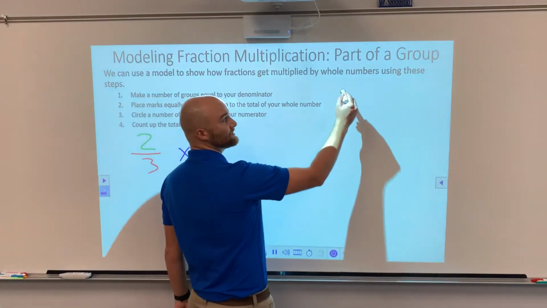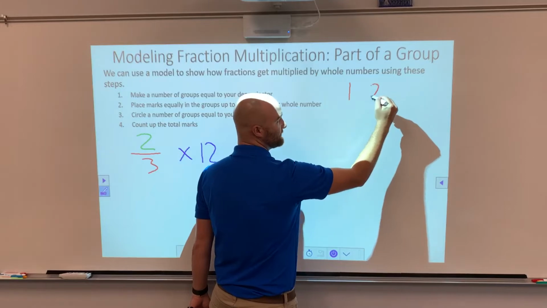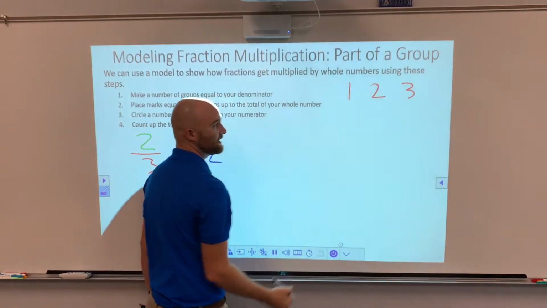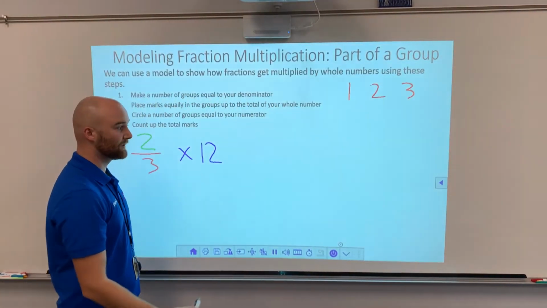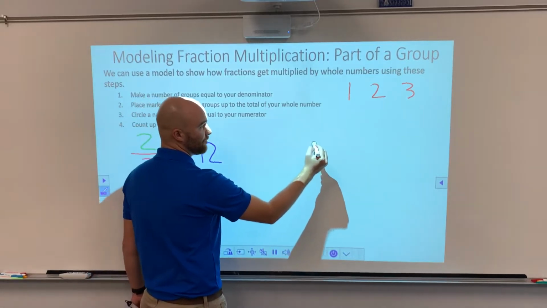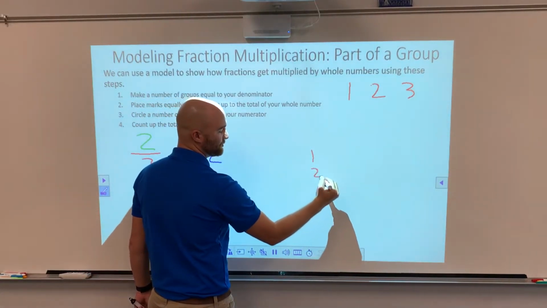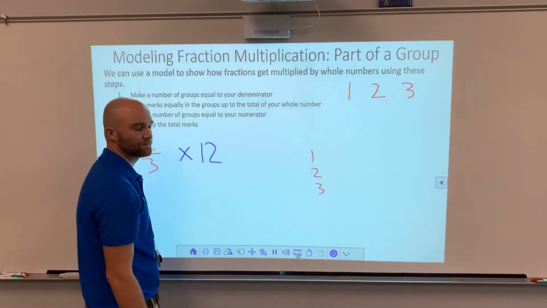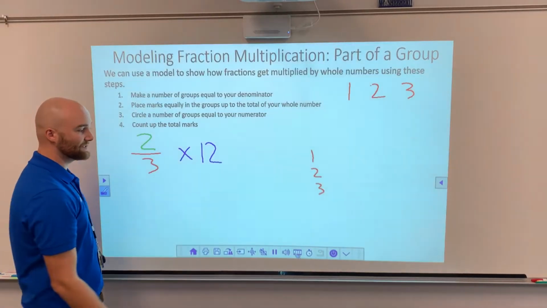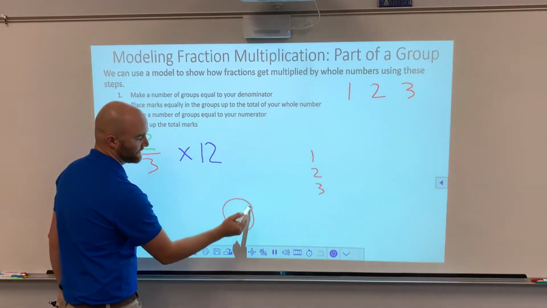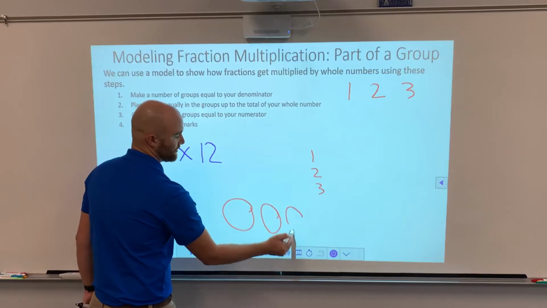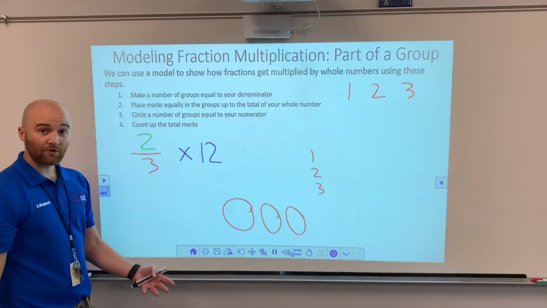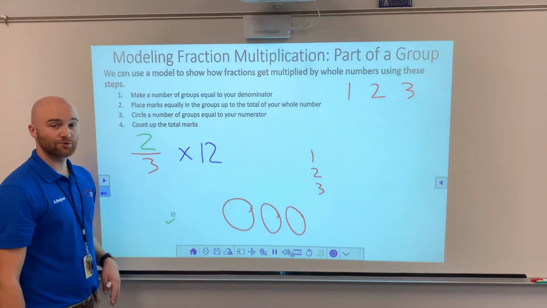One way would be to set them up as columns. 1, 2, 3 columns. Another way would be to set them up as rows. 1, 2, 3 rows. Or another way would be to set them up as circles. 1, 2, 3 circles. Whatever way works best for you is the way that you should choose.